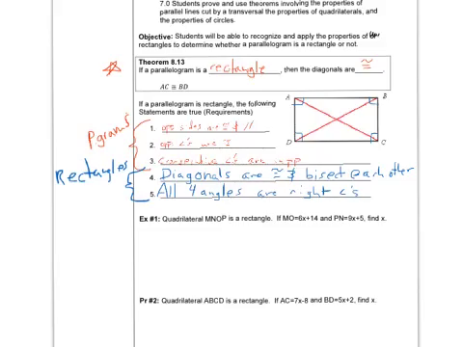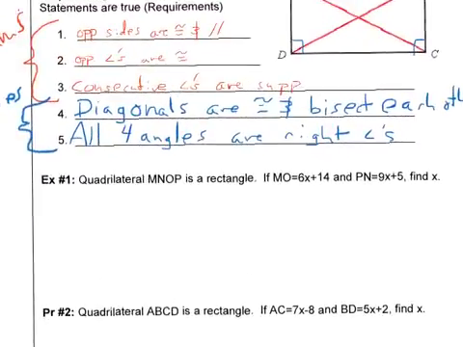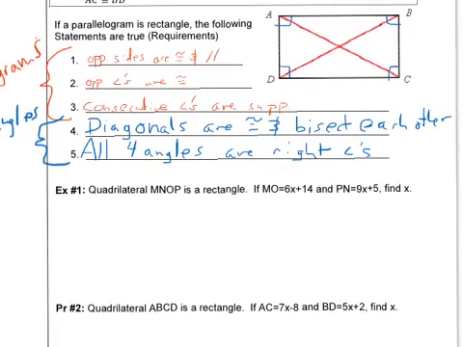Let's do some practice problems. Okay, so this one says quadrilateral MNOP is a rectangle. Now, there's no drawing here, so I think the first thing I should do is just make a little drawing. It doesn't have to be much. MNOP. Okay, and it says if MO, well, what's MO? Let's look. The reason I did this drawing is we wanted to see that MO is a diagonal. And PN is 9x plus 5. Well, look, PN is a diagonal as well. And it says MNOP is a rectangle.